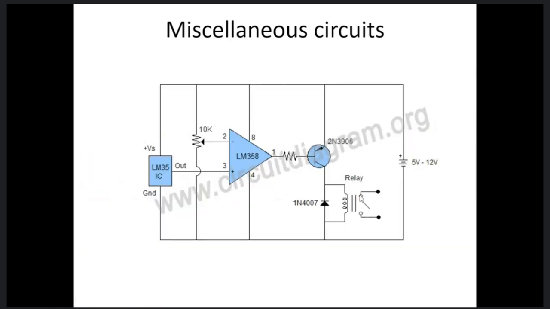This is some other circuits. So the LM358 comparator IC, because these are things you would have studied recently. The 358 is a comparator, an operational amplifier IC. And the LM35 is a linear temperature IC.